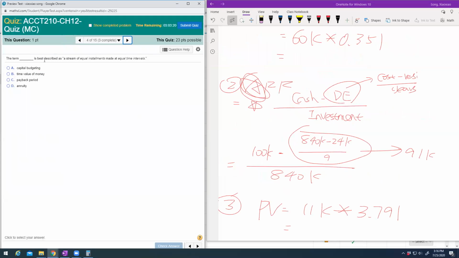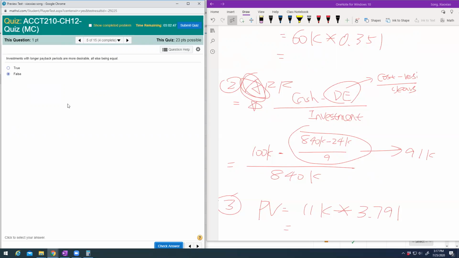Next one: the term best described as a stream of equal installments made at equal intervals. This is annuity, right? Every year you get that. Next one: investment with a longer payback period. No, we want the shorter payback. If you lend money out, you want to get your money back as soon as possible. I'm not saying I will lend out 100,000 and want it back after 1,000 years. No, I want it back next year. This is false.